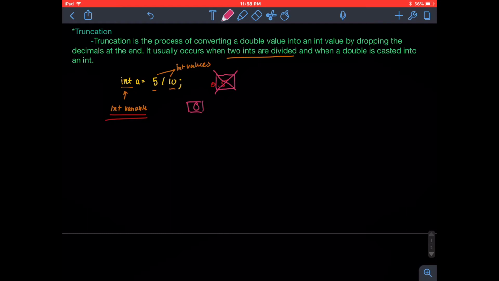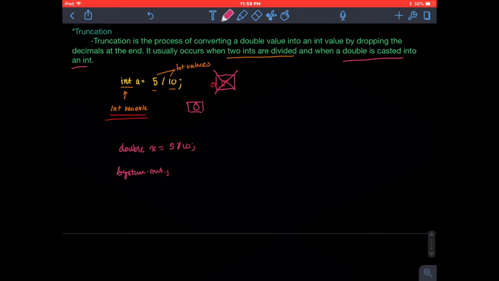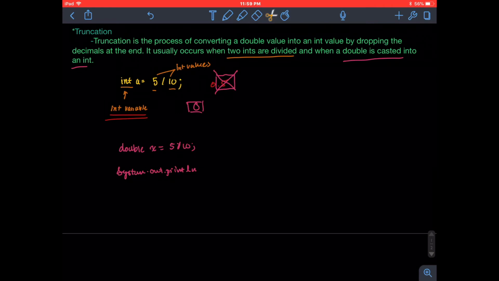All right? Now what happens when a double is cast into an int? So let's say we have double x is equal to 5 divided by 10. All right? And then we have system.out.println. Let me just copy this before I move on. All right, so now we have system.out.println. We're going to print an x first, and then we're going to do the same thing.